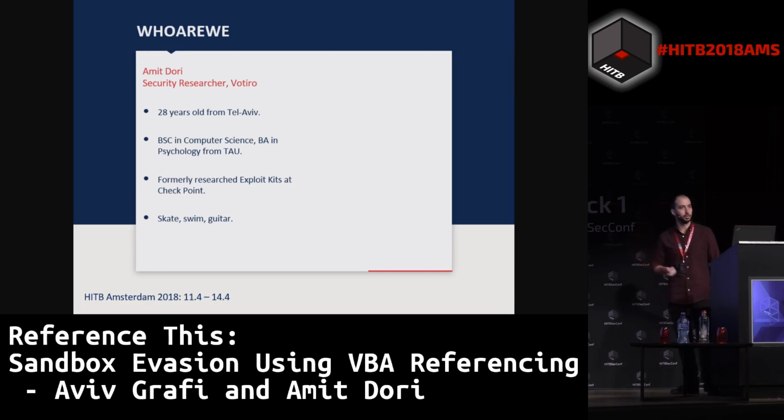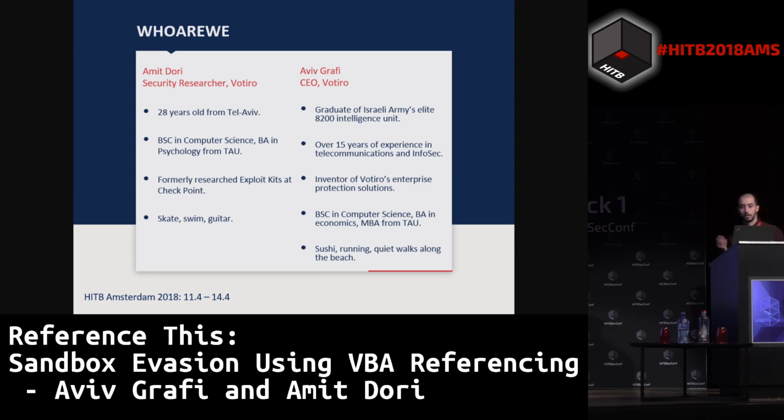So, as I said, my name is Amit. I'm a security researcher at Votiro. I'm from Tel Aviv, Israel. 28 years old, working for Votiro for the last year, and before that I was working at Checkpoint, researching, studying exploit kit as part of the threat intelligence group. I like skateboarding, swimming, and I play the guitar. And my co-researcher in this presentation is Aviv, who couldn't be here today. He's the CEO of Votiro, and unfortunately he couldn't come. So that's it. Let's begin.